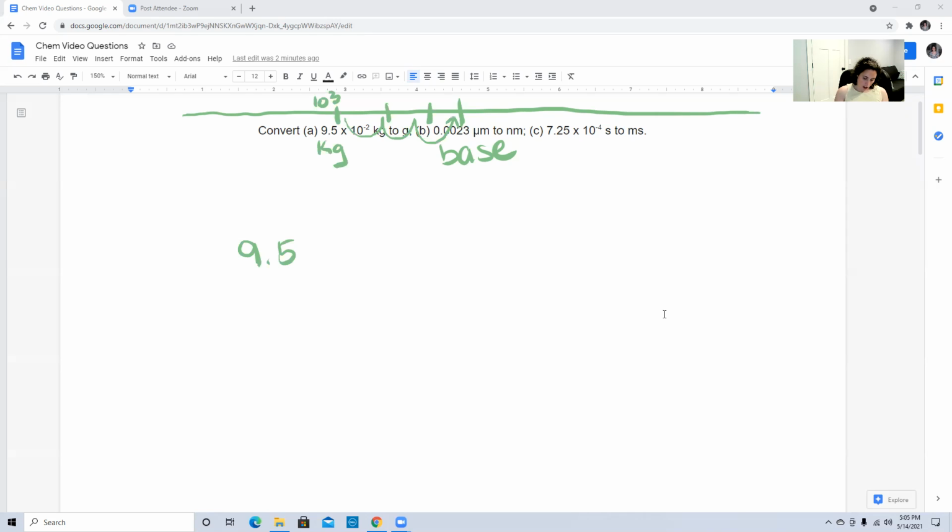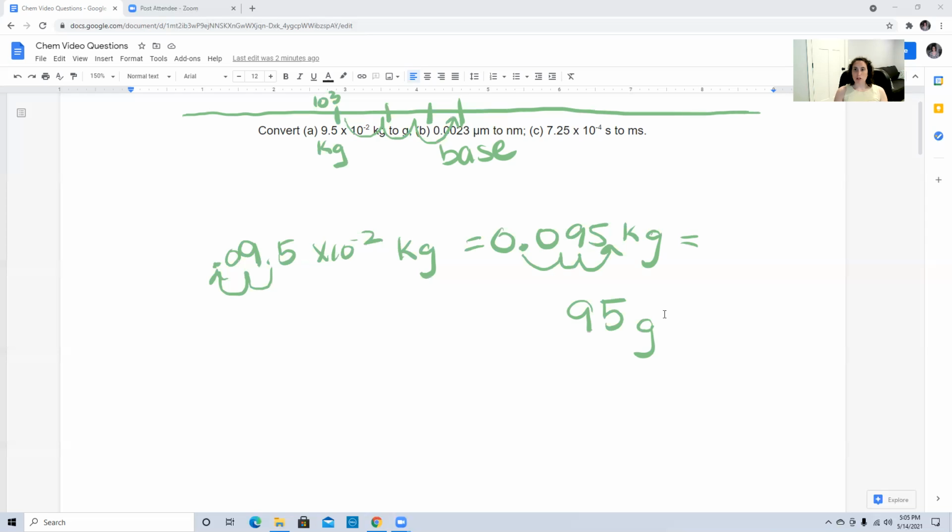So I have 9.5 times 10 to the negative 2 kilograms. That's in scientific notation, so it's a little harder to envision moving the decimal. But what you could do is put it into a decimal. Negative 2 tells us that the decimal moves 2 places to the left, so this is the same thing as 0.095 kilograms. Now we can do the 3 jumps over to the base unit. 1, 2, 3, and that is the same thing as 95 grams. Moving the decimal 3 places to the right is the same thing as multiplying by 1,000. Kilo, 10 to the third, is 1,000.